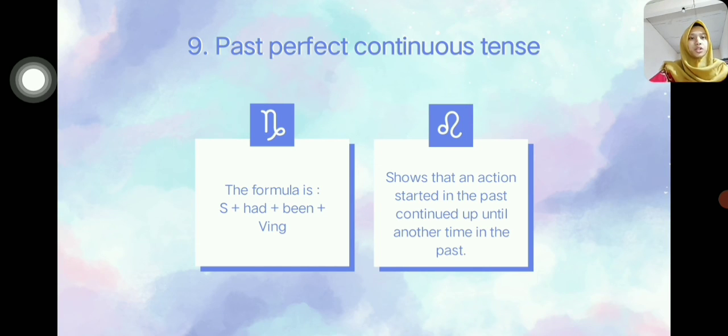Past perfect continuous tense has the formula: subject plus had plus been plus verb-ing. Past perfect continuous tense shows that an action started in the past and continued up until another time in the past. But in this movie, I could not find an example of past perfect continuous tense because there is no sentence which is suitable with the formula.